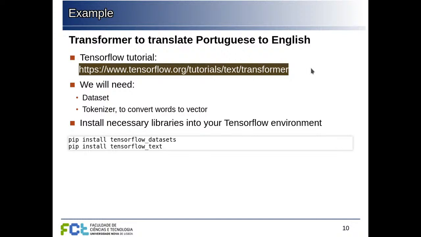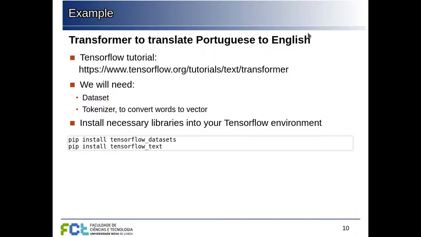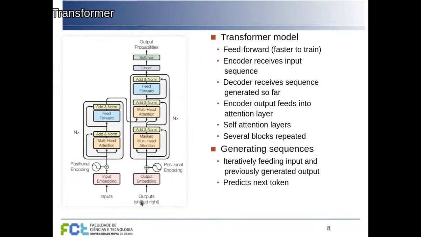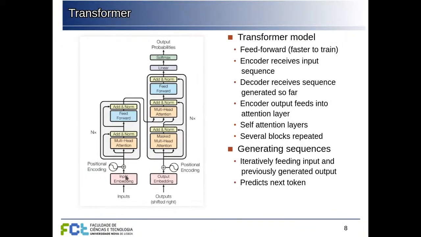So what we're going to need is the data set. We're going to create a transformer to translate Portuguese to English. So we need a data set with Portuguese and English sentences matched together to train our model. And we're also going to need a tokenizer. This tokenizing is used in natural language processing because we cannot really put a text sentence into our model. We need numbers for the neural network.